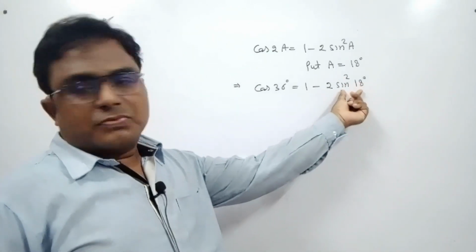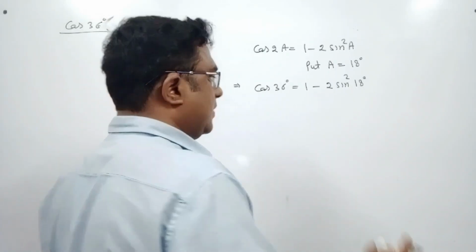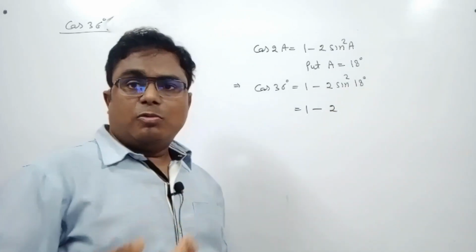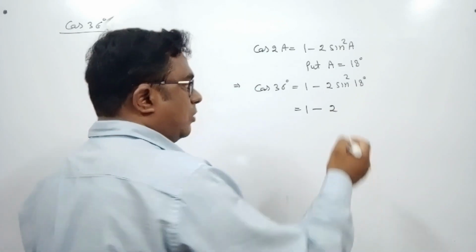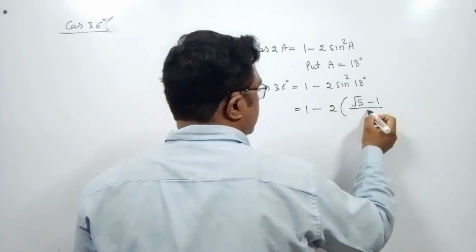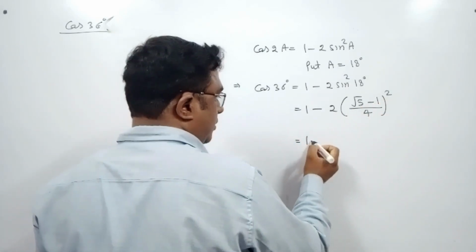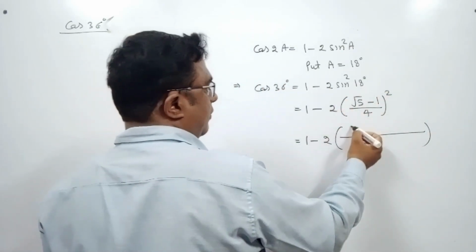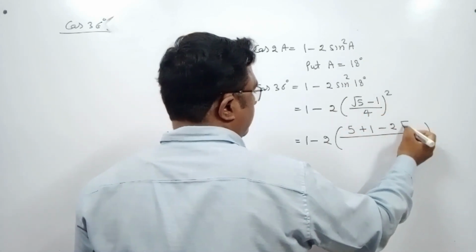Now if I put the value of sine 18 degree here, then I can easily obtain the value of cos 36 degree. What was the value of sine 18 degree? You have obtained the value of sine 18 degree just before this. It was square root 5 minus 1 upon 4, whole square. So cos 36 is equal to 1 minus 2, open the whole square of it: root 5 square is 5, 1 square is 1, then minus 2 root 5.